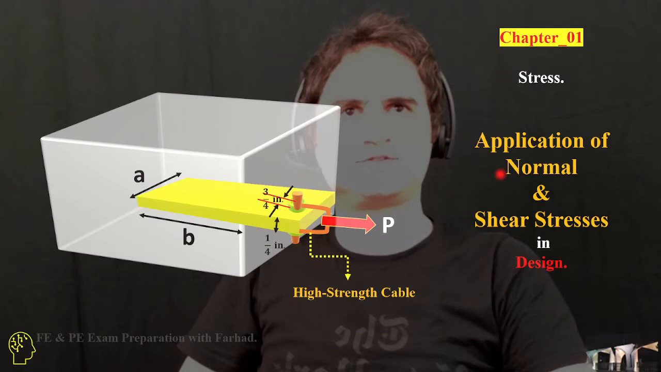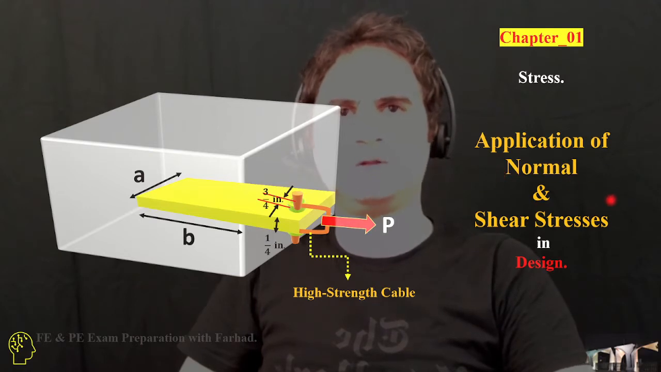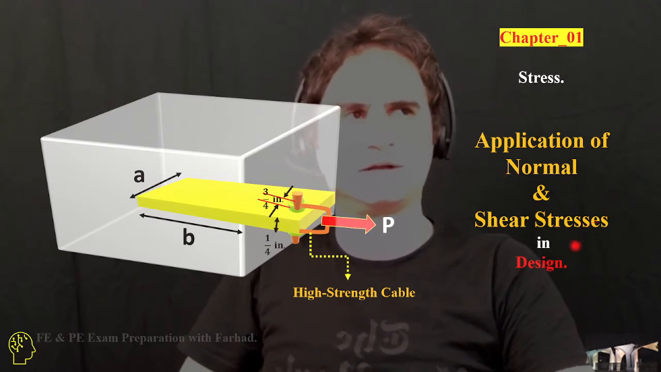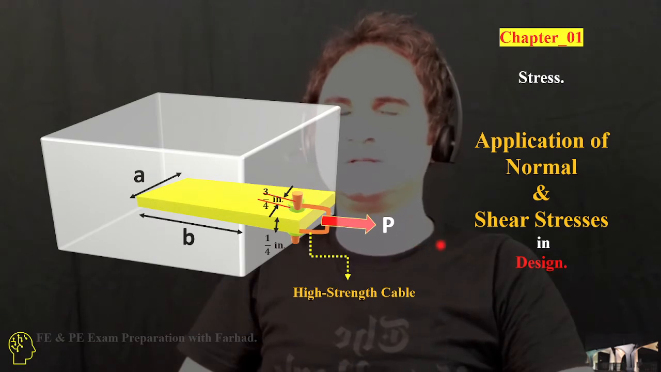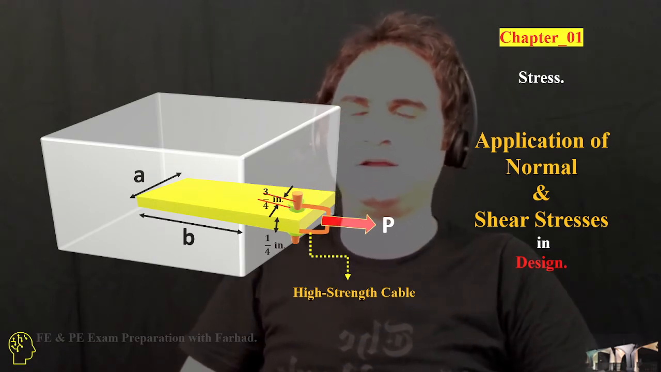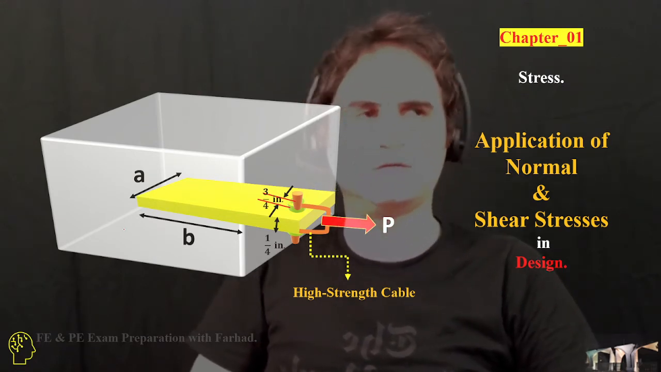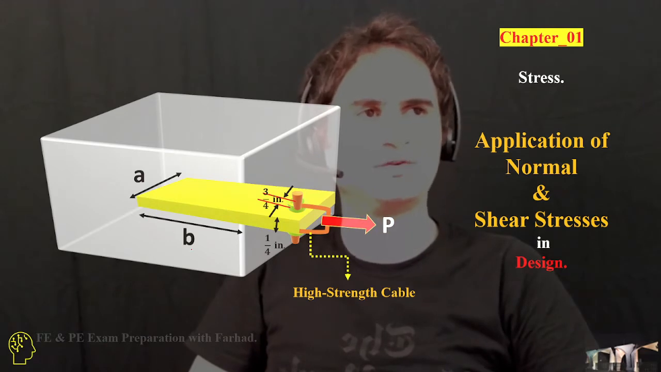Chapter 1, Stress, Application of Normal and Shearing Stresses in Design. Example 2. In this example, we have a configuration of an embedded plate inside the concrete.